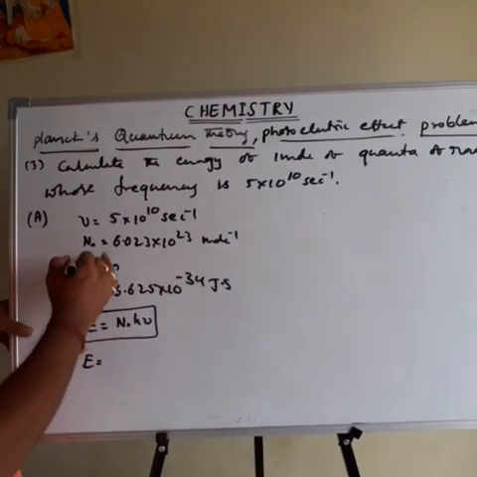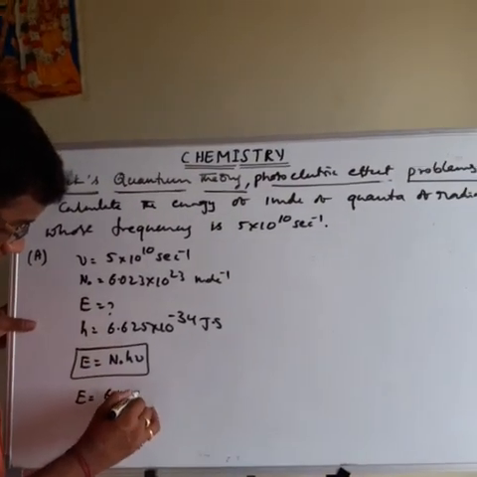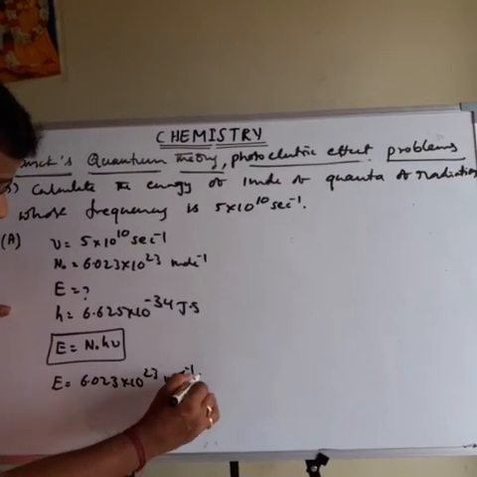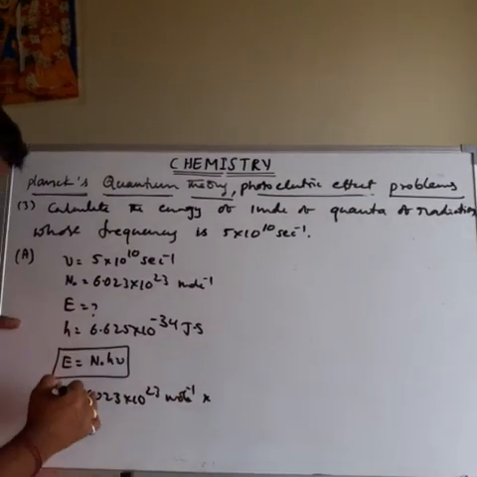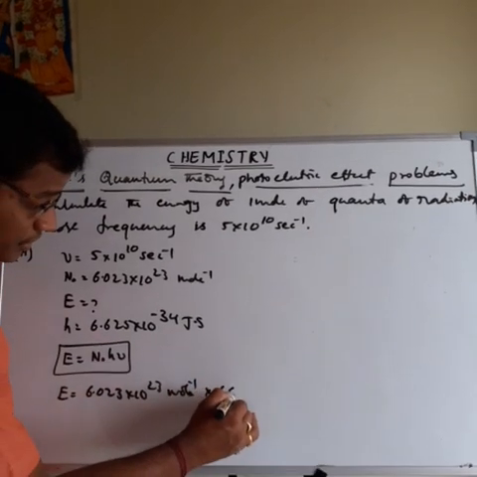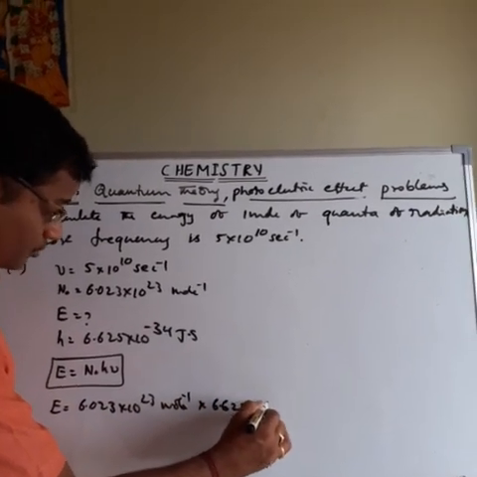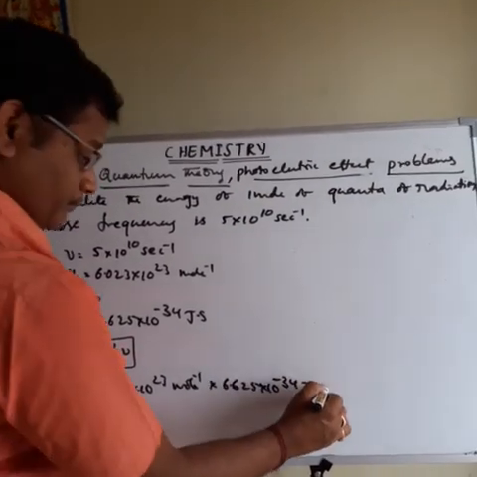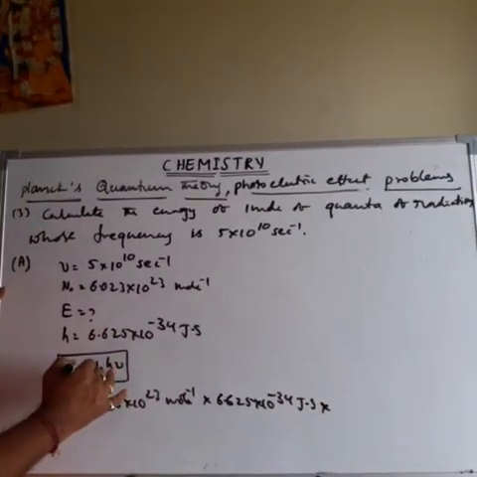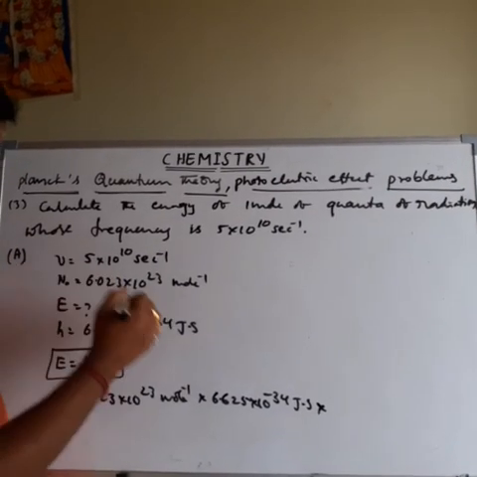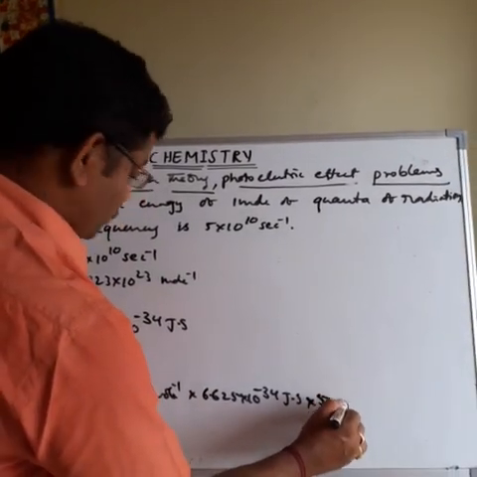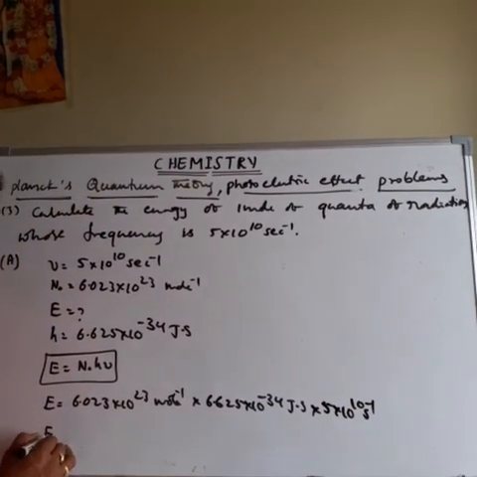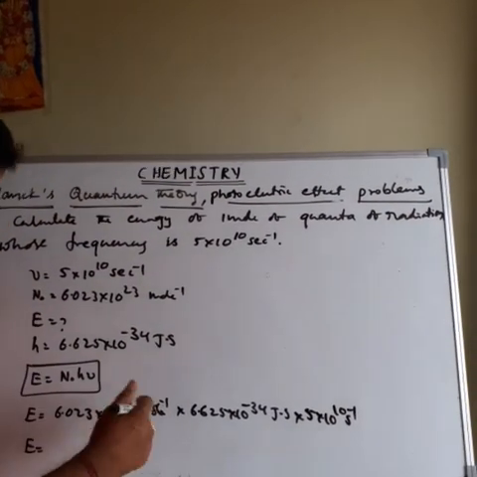Therefore E is equal to N naught value 6.023 into 10 power 23 mole inverse, into h value 6.625 into 10 power minus 34 joule second, into nu value. We already know the nu value given is 5 into 10 power 10 second inverse. So this is the problem. Values we substituted, then calculate the value.